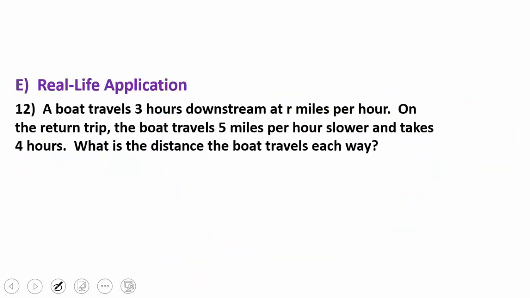We'll do another one. Our last one says a boat travels 3 hours downstream at a rate of r miles per hour. On the return trip, the boat travels 5 miles per hour slower and takes 4 hours. What is the distance the boat travels? Distance. We don't know. Do you know the formula for distance? Distance is always equal to the rate, that's how fast you're going, times the time. How long you go that fast. Well, they gave us those two.